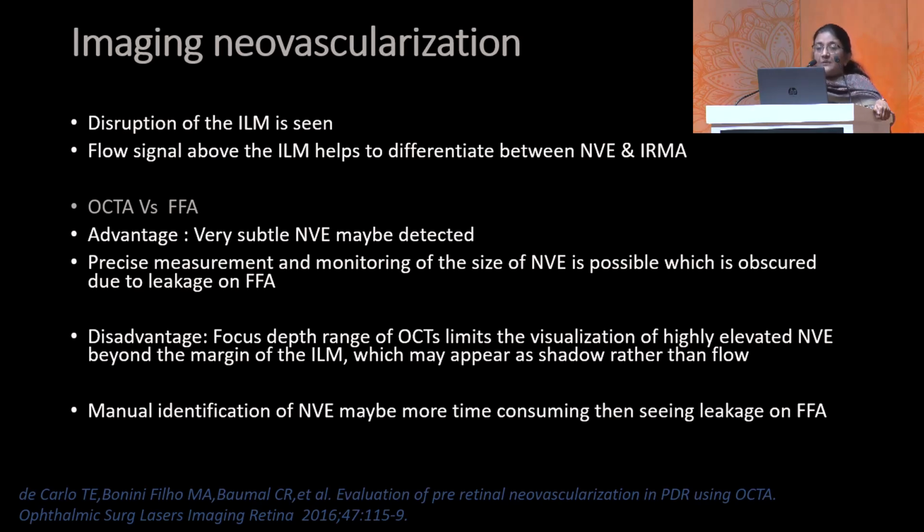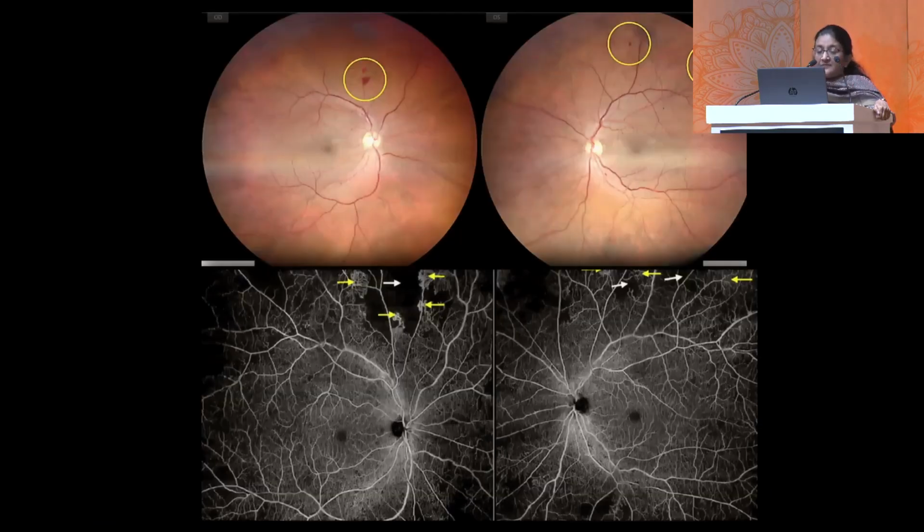However, the disadvantage is that the focus depth range of OCT limits the visualization of highly elevated NVEs beyond the margin of the ILM, which may appear as a shadow rather than the flow. A manual identification of NVE may be more significant.